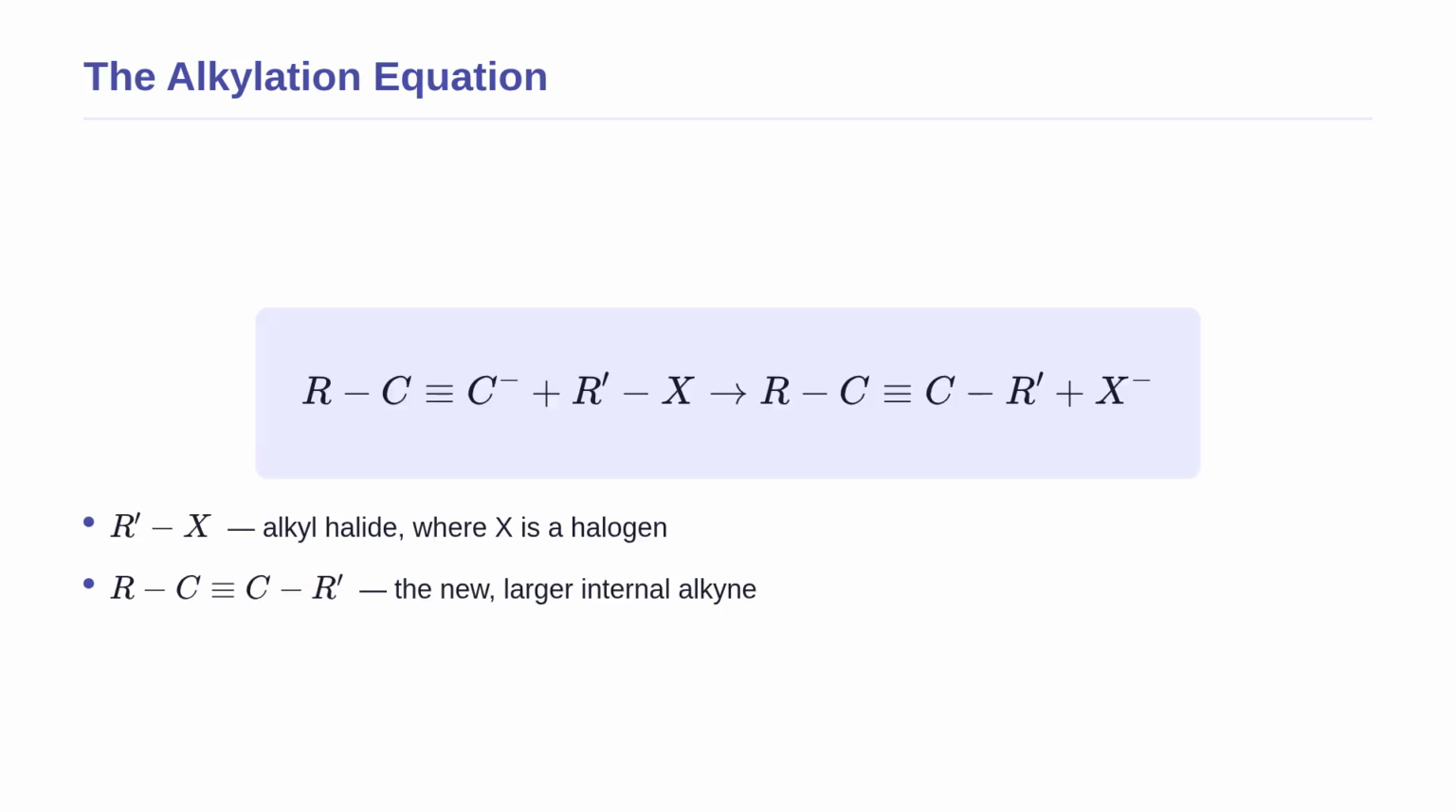This building process is perfectly captured in our alkylation formula. The acetylide ion reacts with R'X, where R' is a new carbon chain, and X is a halogen like bromine or iodine. The nucleophilic carbon attacks R', and the halogen X is expelled as a negative ion. This forms a brand new carbon-carbon bond, resulting in a larger internal alkyne. If we use an alkyl halide with a longer carbon chain, the resulting alkyne will physically be much larger and heavier, completely changing its physical properties like boiling point.